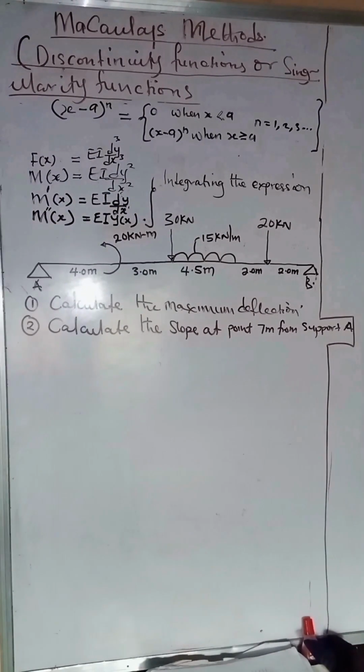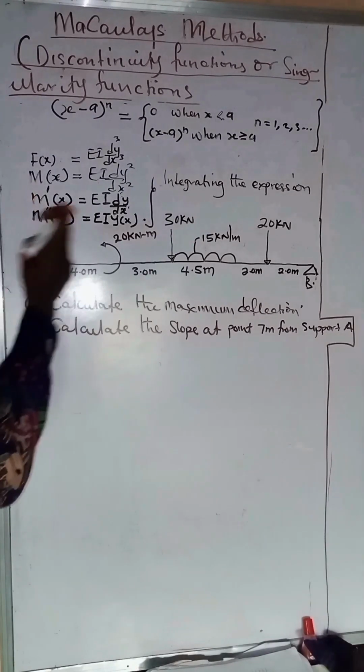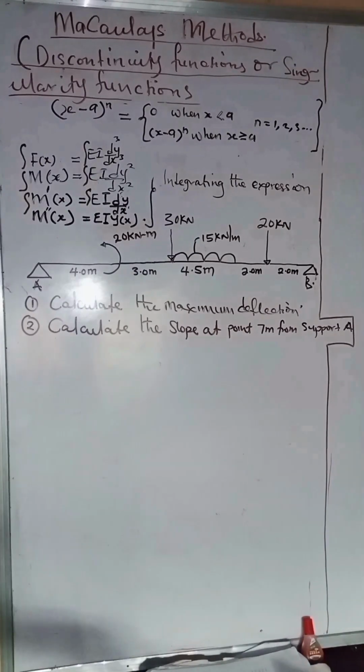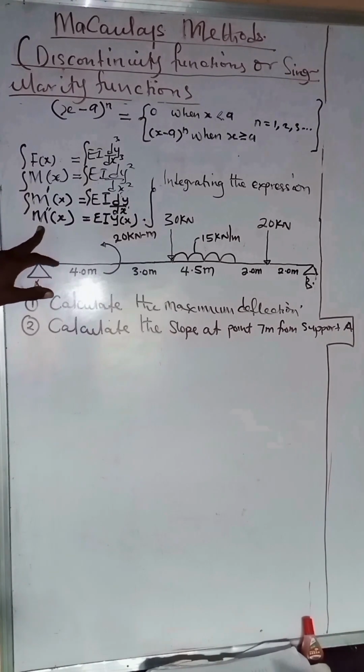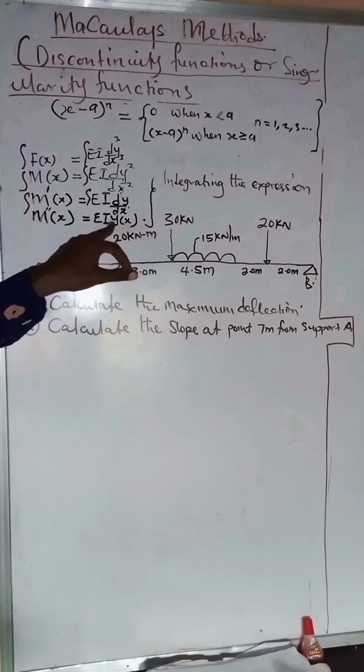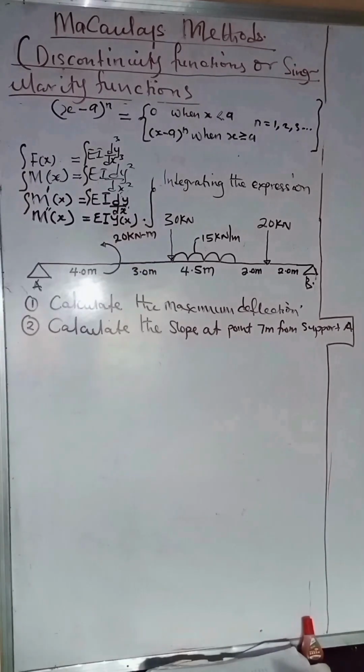Now, the last one is when you integrate the slope expression, you get the deflection expression. You have that as a function of x, where y represents the deflection of the beam at any point x. Okay, so now let's look at an example of the Macaulay's method.